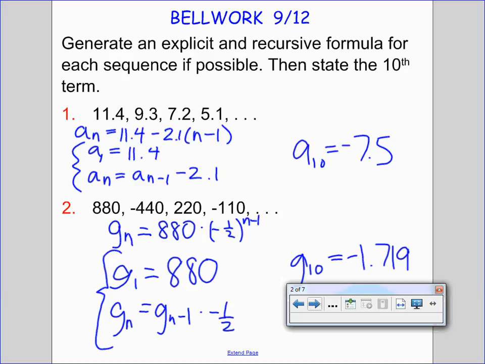The recursive formula, you need two things. You need a starting value, and then you need a rule based on the previous term that will be used to give you the current term. And so it looks to me like we can look at the previous term and subtract 2.1 from it, and that'll give us our current term, a sub n's value. Nice job. And then lastly, a sub 10, we could extend the pattern down by 2.1 every term all the way until the 10th term.